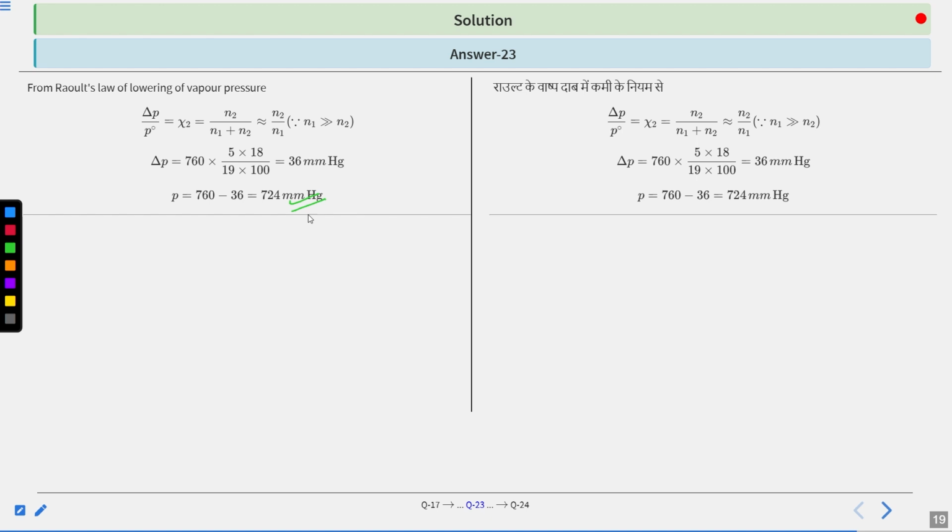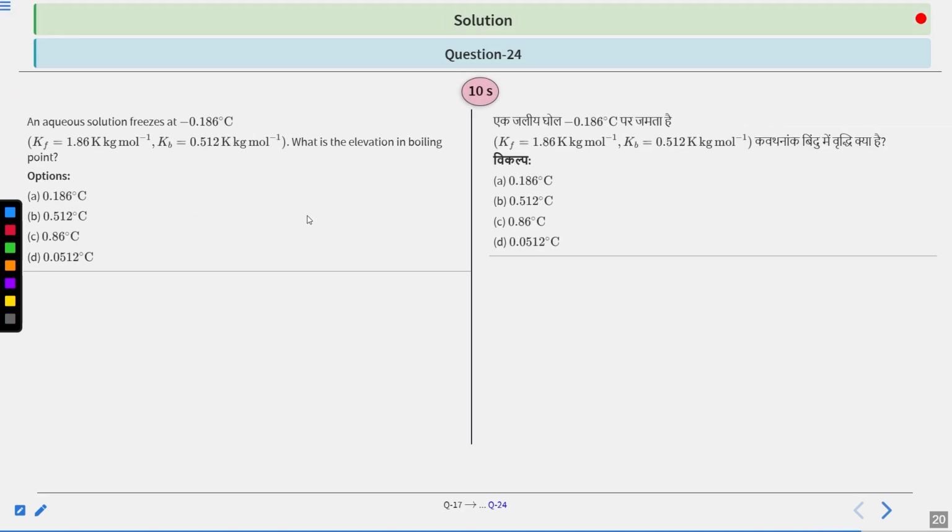Now moving on to the next question. Question number 24. An aqueous solution freezes at minus 0.86 Celsius, and Kf is given as 1.86 and Kb is given as 0.512 Kelvin kg per mole. What is the elevation in boiling point? Your options are A 0.186 degrees Celsius, B 0.512 degrees Celsius, C 0.86 degrees Celsius, and D 0.0512 degrees Celsius. So 10 seconds to solve this question starts now.